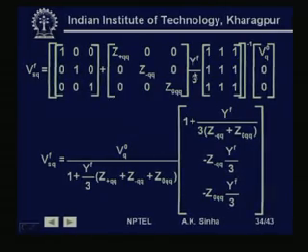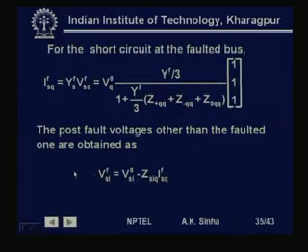So, if we simplify this, we are going to get VFSQ as VQ0 divided by 1 plus YF by 3 into Z plus QQ plus Z minus QQ plus Z0QQ term coming here, multiplied by this 1 plus YF by 3 Z minus QQ plus Z0QQ minus Z minus QQ into YF by 3 minus Z0QQ into YF by 3. So, this is what we are going to get for the post fault voltage at the faulted bus.